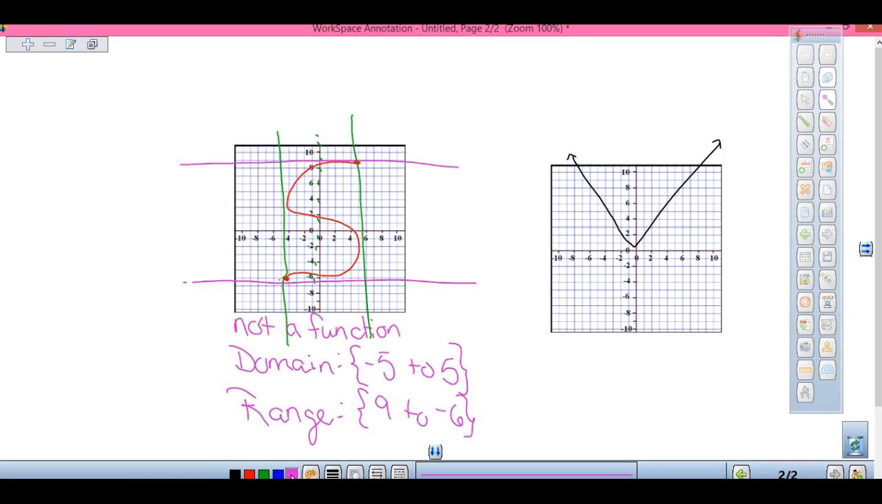Okay, so if I look at this, function or not a function? Function? Okay, so this is a function because my vertical line's only going to go through it once. Now my domain, because those arrows are there, it's going to keep on going in both directions, right? So my domain is what? All real numbers.